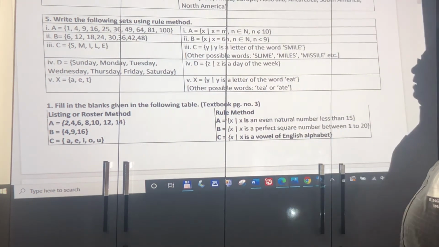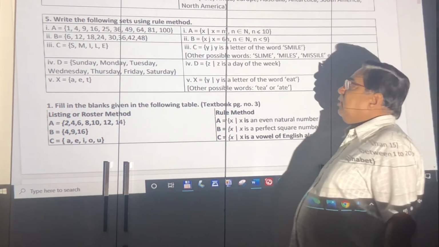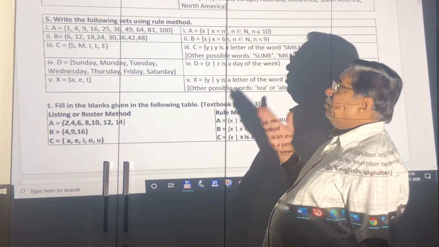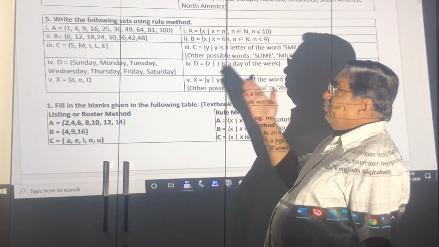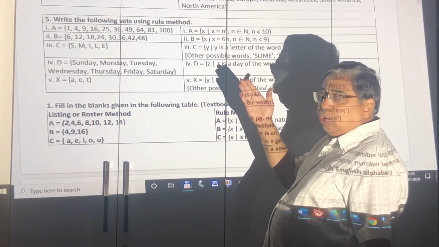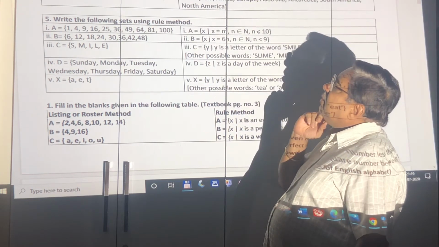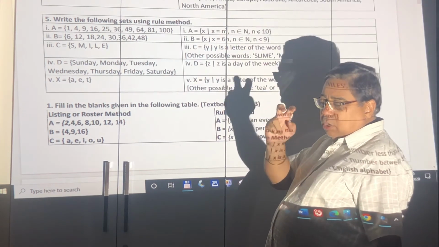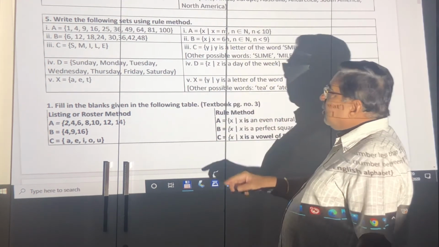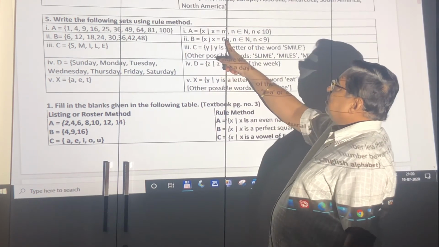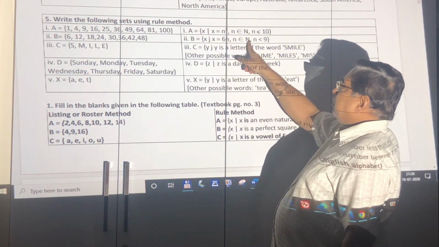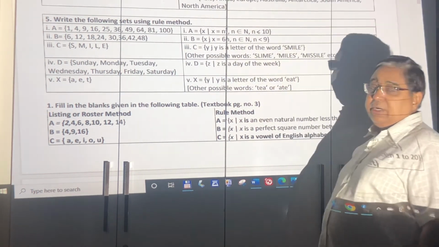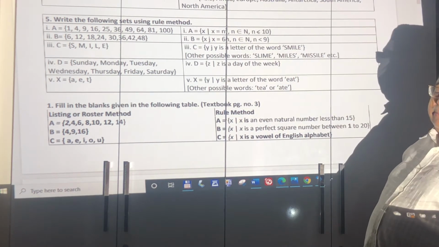Then B: 6, 12, 18, 24, 30, 36, 42, 48. This is the table of 6. 6 1s are 6, 6 2s are 12, 6 3s are 18, 6 4s are 24, 6 5s are 30. Please learn to look. Oh, even numbers. Learn your basics. Set, concise, exact, precise. So x such that x is 6n, n belongs to natural numbers and n is less than 9, because I am not going after 48. 6 8s are 48. I don't want to go to 9.